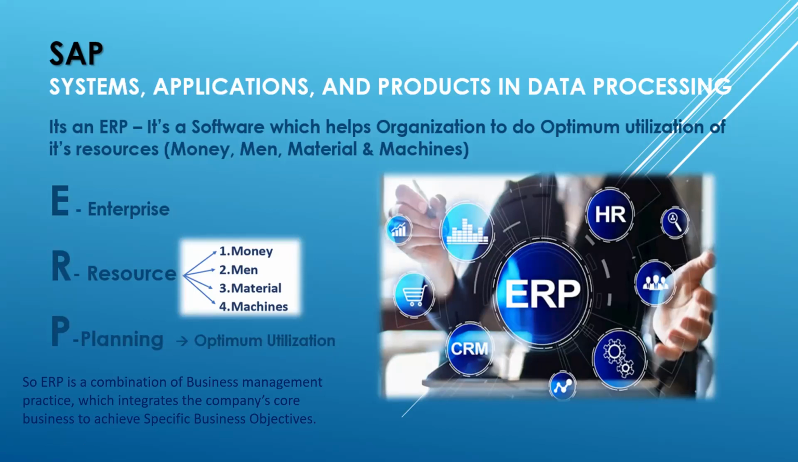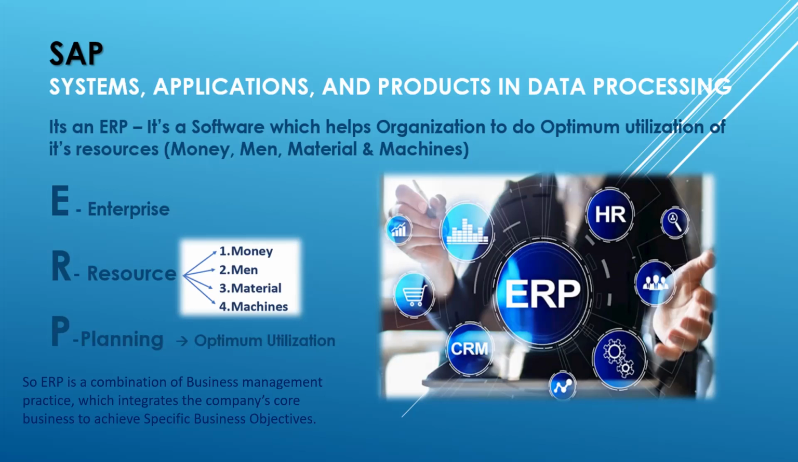When I say ERP, it's a kind of software which helps any organization to do optimum utilization of its resources. When it comes to resources, we have the 4M's methodology, right? The 4M's are money, based on the business size, men to work, material, and also machines if required. Right? So in ERP, the E represents enterprise, which means a company, and R represents resource, which means the material, the men, and P represents planning. Planning means the optimum utilization of the resources which are listed above, the 4M's.